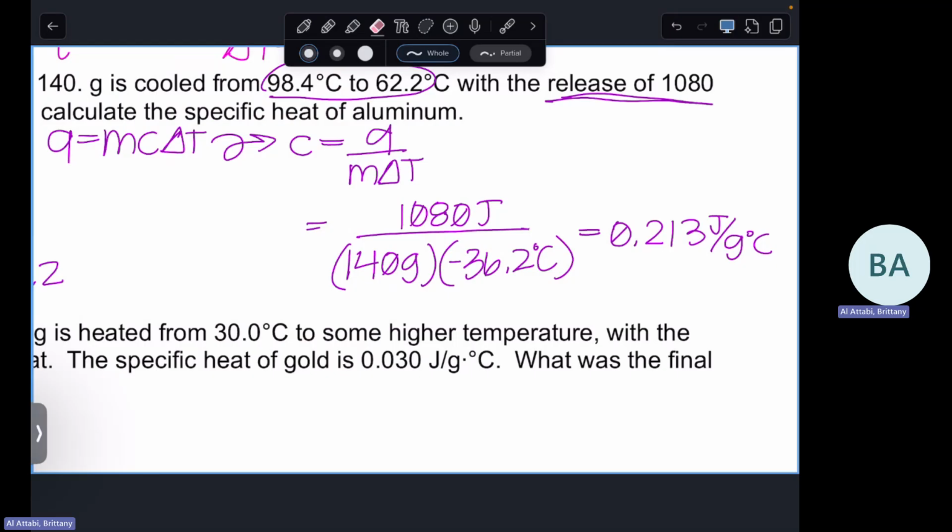That's the only reason I'm having this conversation with you. Don't panic. If you get a negative, that just means that you forgot to do this, and then now we're all good. Then technically, 62 minus 98 is exactly what I did to get negative.